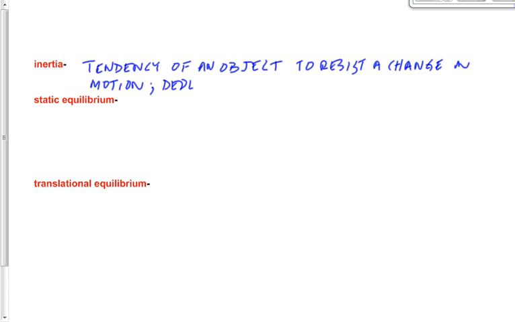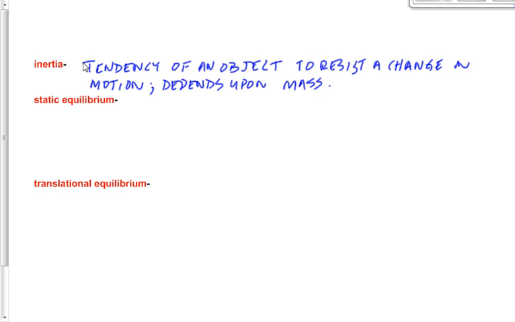Anybody know? Nope. Depends upon mass. That's it. The heavier something is, the more inertia it has. Doesn't matter whether it's moving or not. A lot of people think it has to do with its speed. It doesn't. Something moving fast might be hard to stop, but it's not hard to slow it down or speed it up.